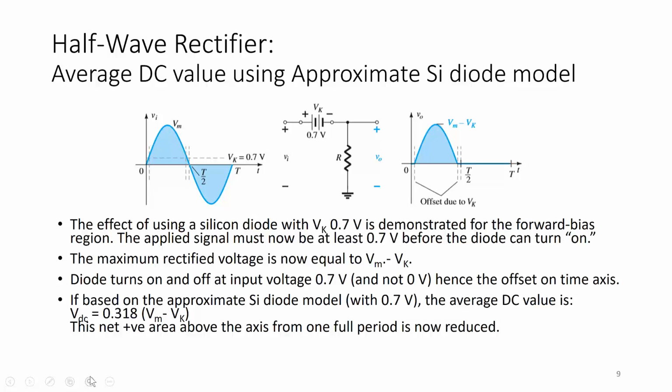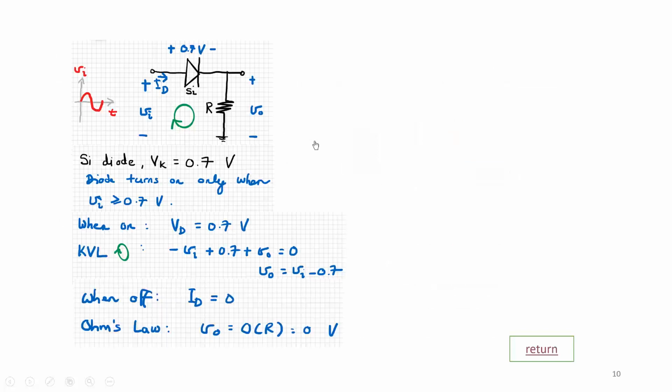So now the average DC value VDC is equal to 0.318 times Vm minus Vk. Again, why was it 0.318? That's because it's the average value, the average area below a sinusoidal curve, and Vm minus Vk is the maximum value of this sinusoidal curve. So this net positive area above the axis from one full period is now reduced because of this 0.7 volts, compared to the ideal model.